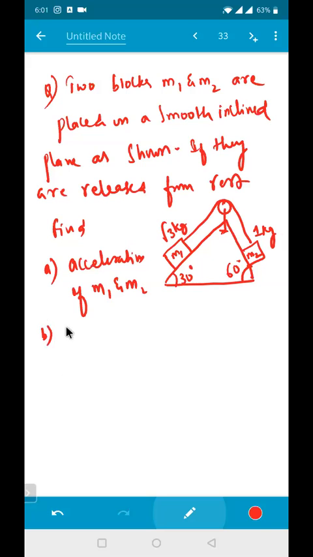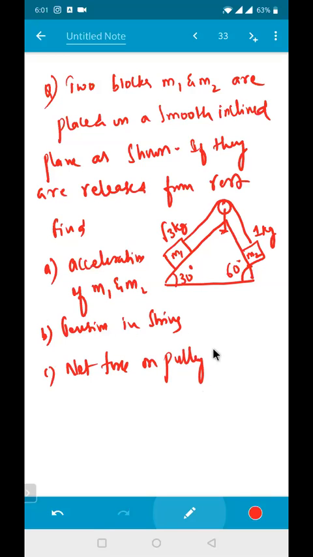Number 1, acceleration of M1 and M2. Number 2, tension in the string. And third one is net force on the pulley by the string. Just tell me the equations.